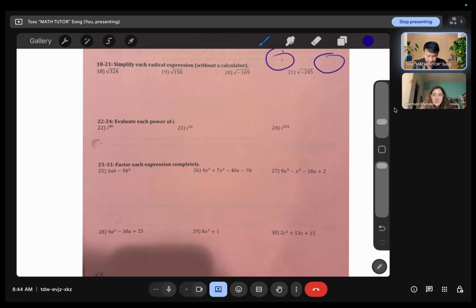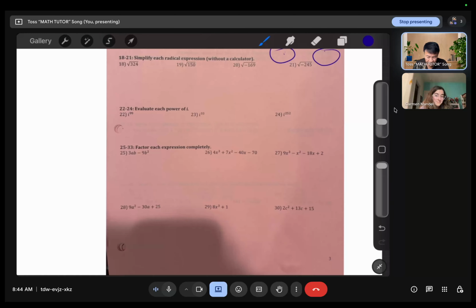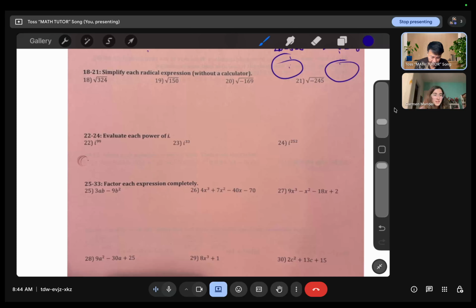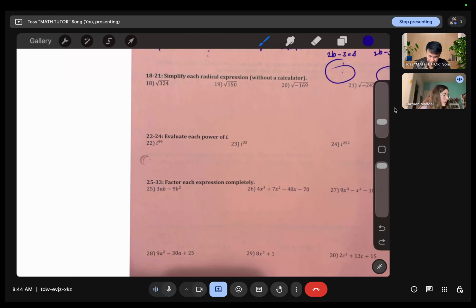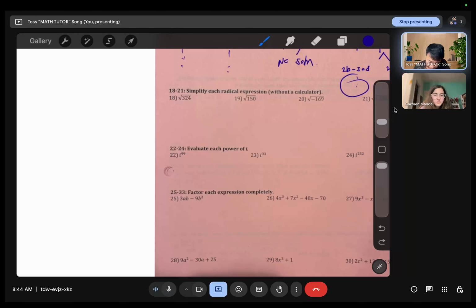Okay, then what do you think about this one? Do you think you're okay with these? I think I got them. Yes. Okay, quick review. Make sure you know these.